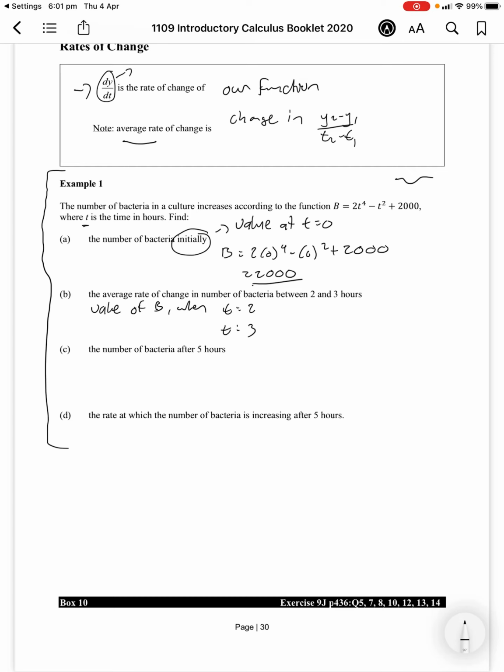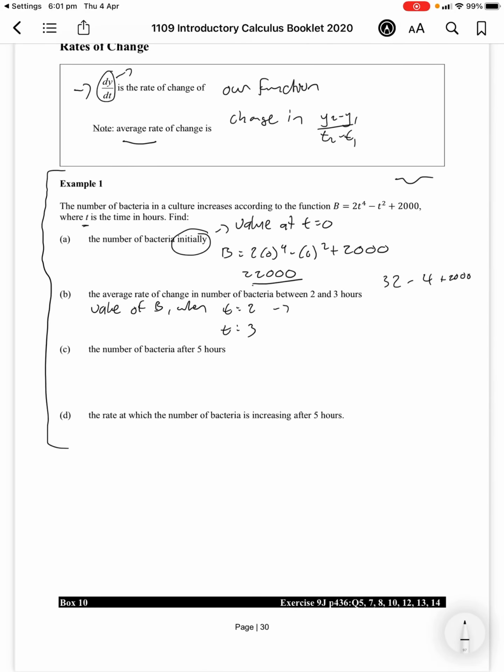So when t is 2, we're going to end up with, oh my god, I should have had my calculator. What am I doing? That's fine, we write on. 2 to the power of 4 is 16, times 2 is 32, minus 4 plus 2000. So we're going to end up with, let me grab my calculator. I have one sitting right here. Yes, look at it go sideways. I'm not starting again.